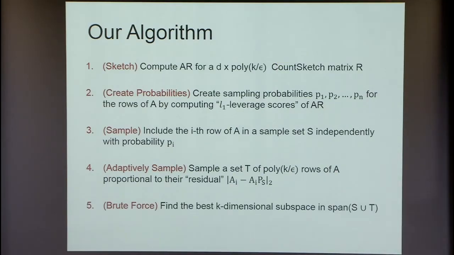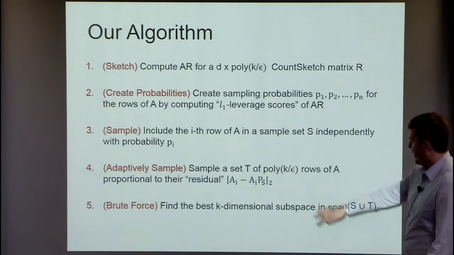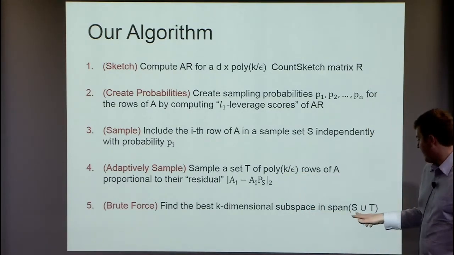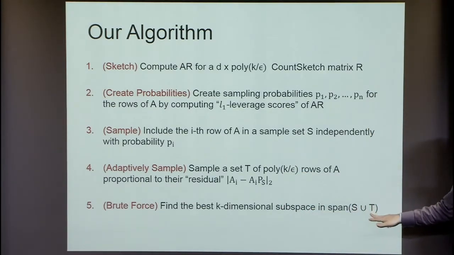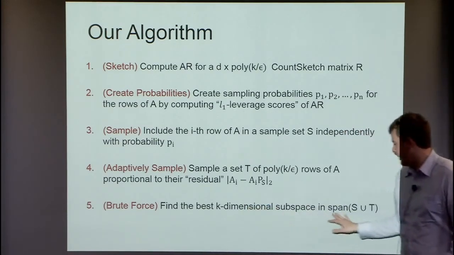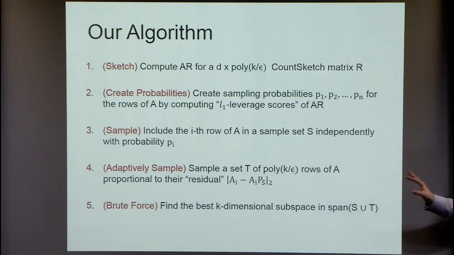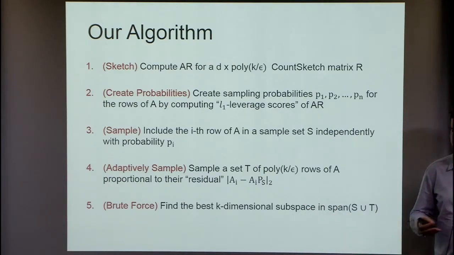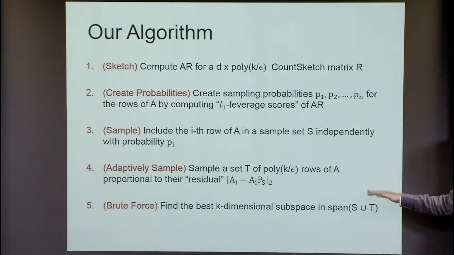And finally, the last step is the step where the exponential in k over epsilon term comes from. Once you have your crude samples S and your adaptively chosen samples T, you need to find the best k-dimensional space inside of the span of the union. One way of doing this is to set up a system of polynomial inequalities and run a generic polynomial system solver, and that gives you an exponential in k over epsilon time.